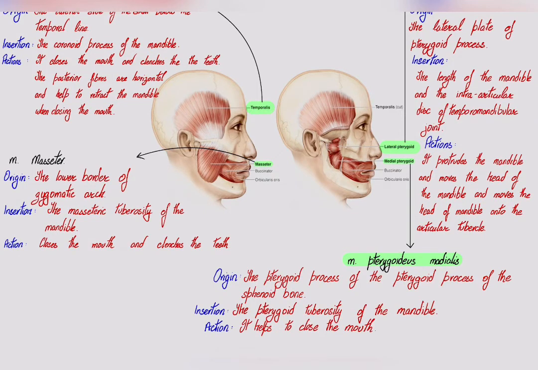Now the next muscle is the medial pterygoid muscle, which is located somewhat over here. It originates from the pterygoid fossa of the pterygoid process of the sphenoid bone. It has its insertion in the pterygoid tuberosity of the mandible. The action that it performs is it helps in closing up of the mouth, and the nerve supply is the mandibular division of the trigeminal nerve.